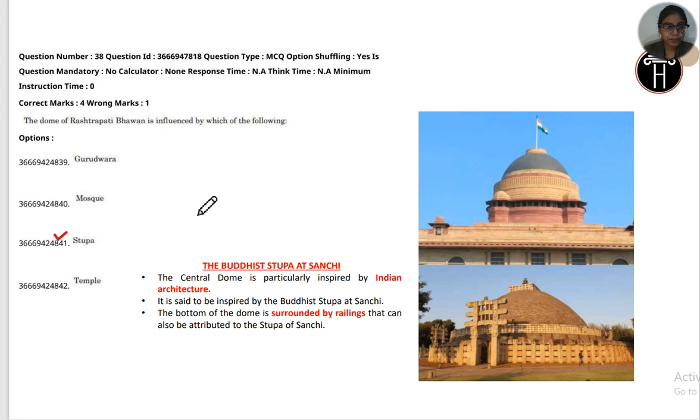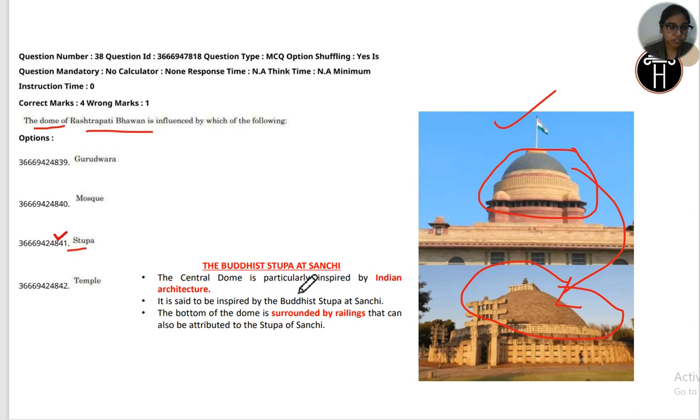Next question: the dome of Rashtrapati Bhavan is influenced by which of the following? The dome of Rashtrapati Bhavan is influenced by the stupa. So what is a stupa? See, this is the dome of Rashtrapati Bhavan, and the architecture of this dome is influenced by the stupa.